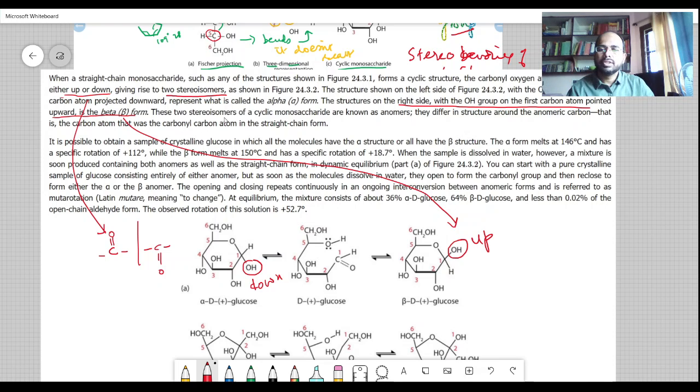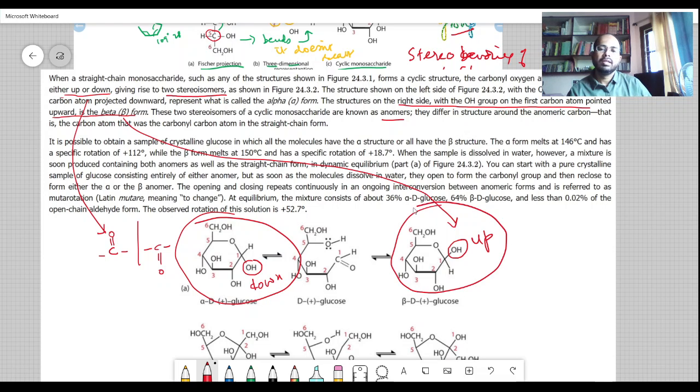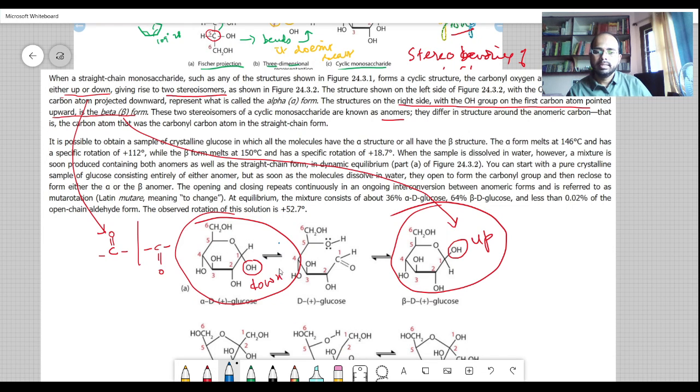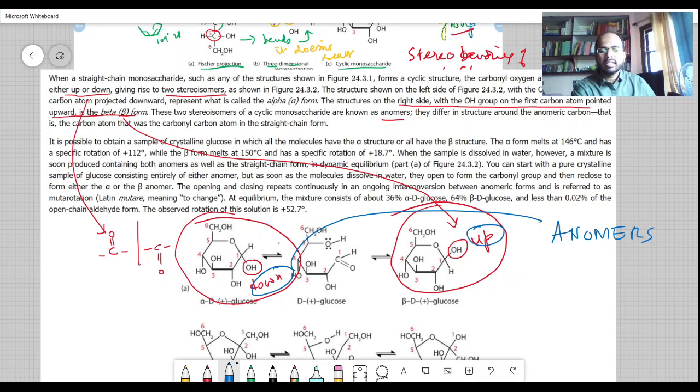The two stereoisomers of a cyclic monosaccharide are known as isomers. Now, this one and this one, in which one you have down and up, are actually called the anomers. And the carbon to which they are attached is called the anomeric carbon.